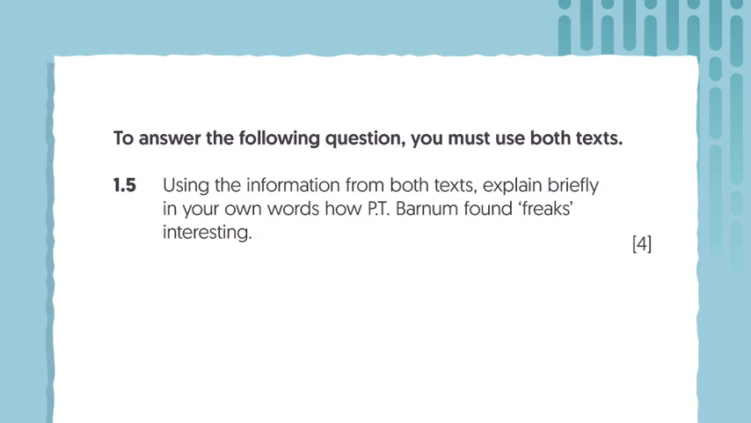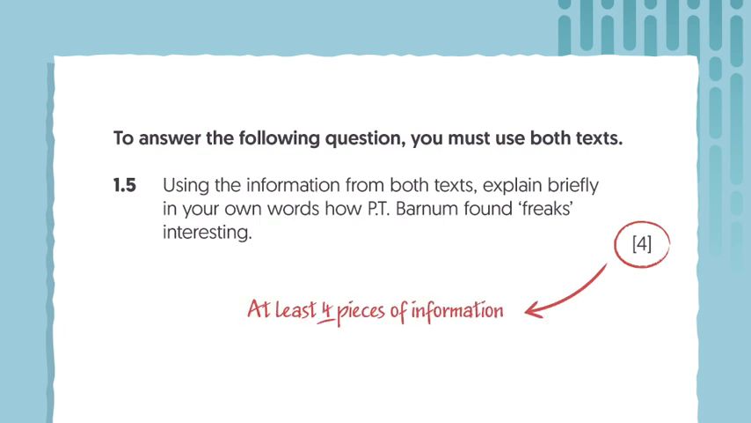So our question is, using the information from both texts, explain briefly in your own words how P.T. Barnum found freaks interesting. It's worth 4 marks, meaning you need to find at least 4 pieces of information.